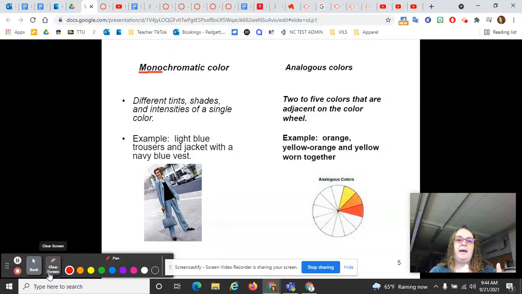So here we have a light blue jacket and trousers with a navy. I know it looks black in the photo, but it is actually a navy or a deep blue.